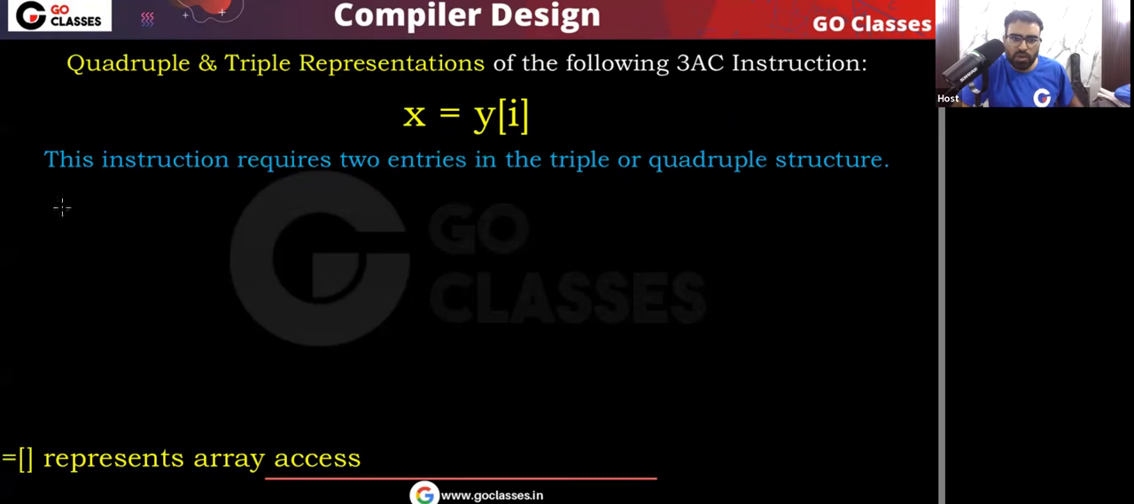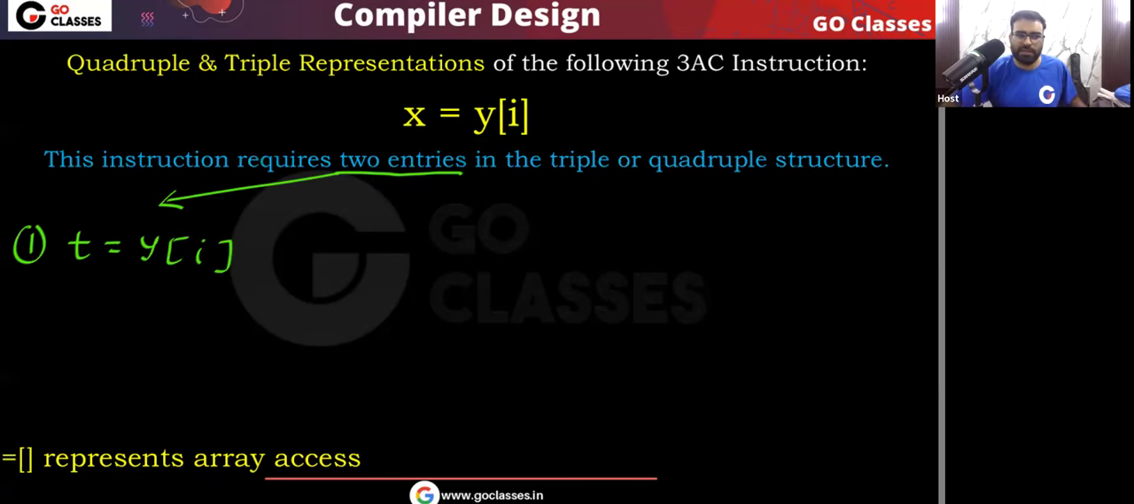Let me tell you what the two entries are. Here we have x equal to yi, so this will require two entries. The first entry is that first we put t equal to yi, meaning first we store it in a temporary variable. And then x equal to t, meaning this temporary variable we store in x. That's it. Very easy.